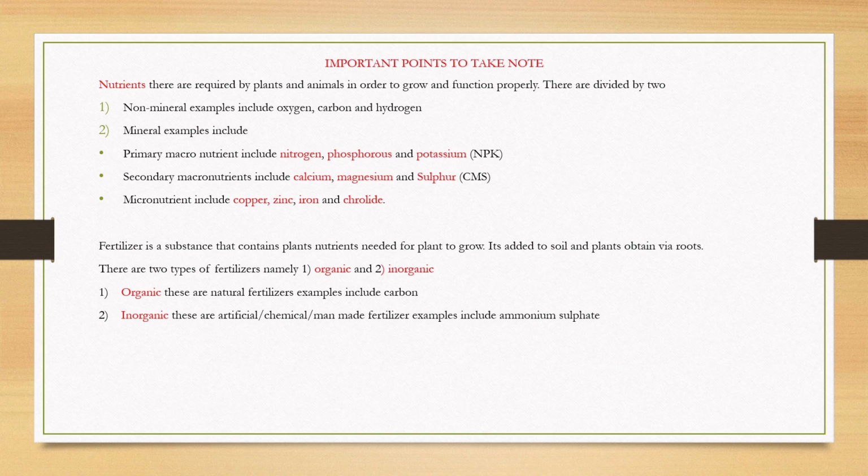We jump to the next point, which is a fertilizer. So what is a fertilizer? A fertilizer is a substance that contains plant nutrients needed for plants to grow. Fertilizers are added to soil in order to increase soil fertility. We have two types of fertilizers: organic fertilizer and inorganic fertilizer.